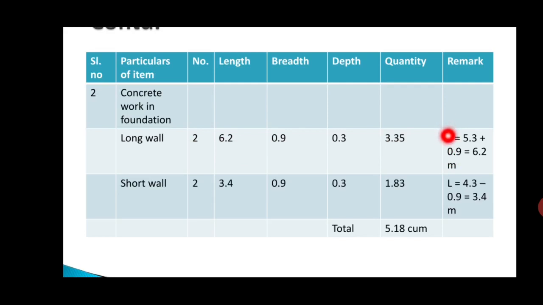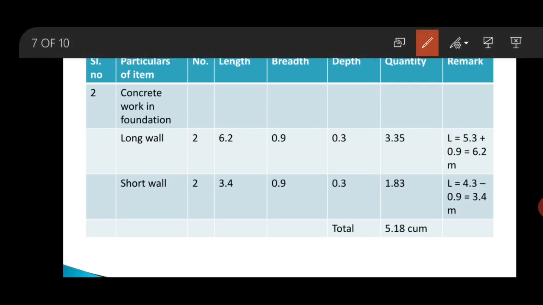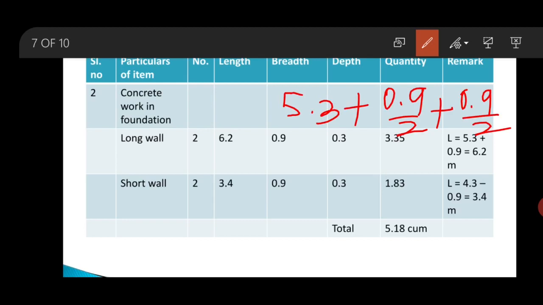So with that we will add half of the breadth on one side plus half of the breadth on another side. That means 5.3 plus 0.9 by 2 plus 0.9 by 2. So this will be equal to 6.2. Breadth is 0.9, depth is 0.3. So by multiplying these 3, we will get the total quantity, that is 3.35 cubic meter. Then similarly we will calculate our short wall.